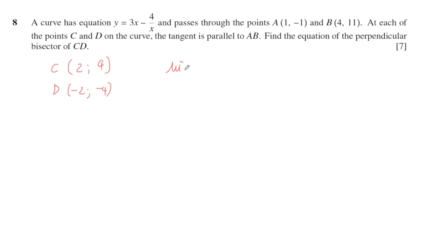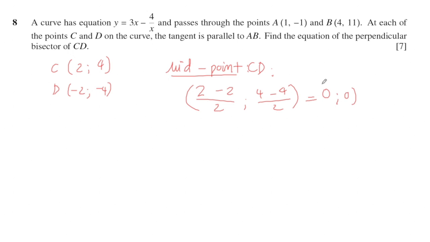First, I have to find the midpoint of C and D. It is quite easy to calculate because it equals the average of the x coordinates and the y coordinates: 2 minus 2 equals 0, and 4 minus 4 equals 0. So the origin will be the midpoint of C and D. Second, I want to find the perpendicular line. I know the line will pass through (0, 0). And now I will find the gradient of CD.